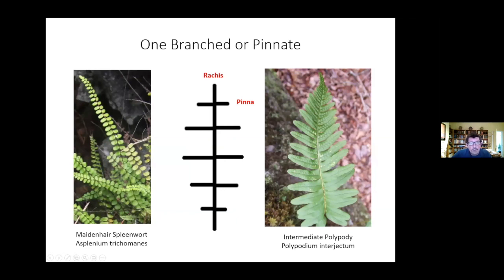This is maidenhair spleenwort. As you can see, these are on little stalks. And this is intermediate polypody, and they're not quite on stalks here. But as you can see, these are split into a single branch. So this is one level of branching.